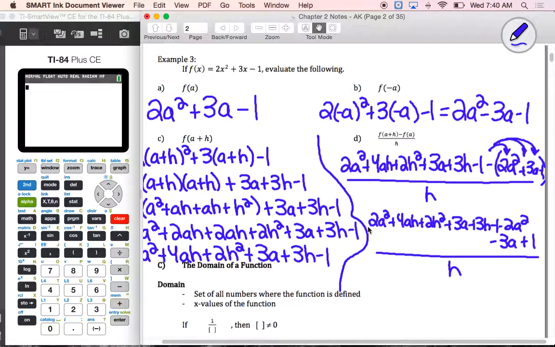I'm just running out of space. I write bigger on my smartboard than I do on my handout.